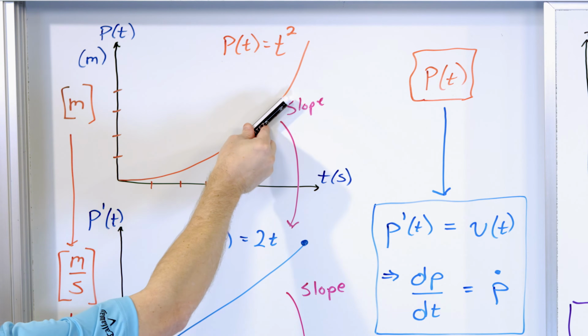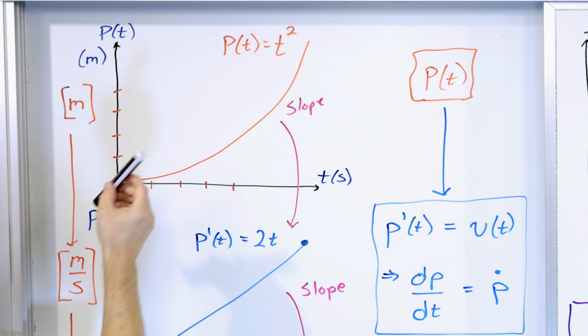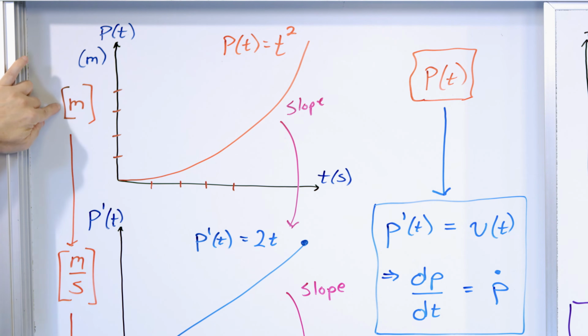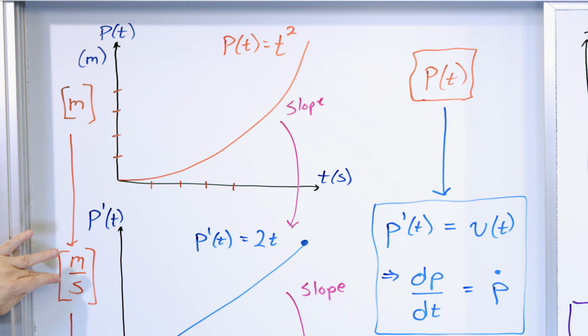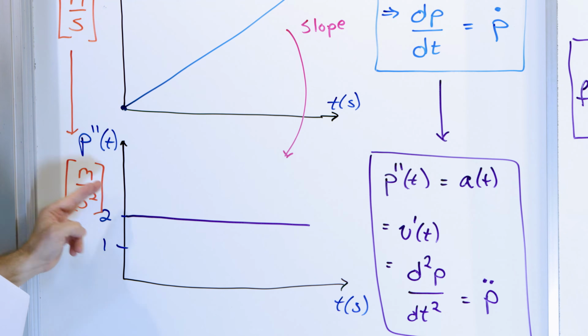The slope here is different than the slope here, is different to the slope here. And the units go from meters to meters per second. That's the rate of change with this thing as a function of time. And when you take a look at how the velocity changes over time, you get a new unit.